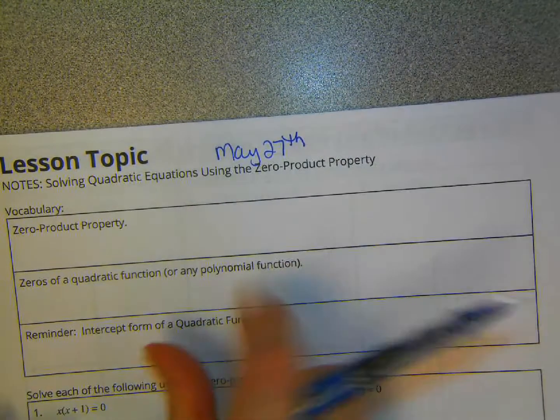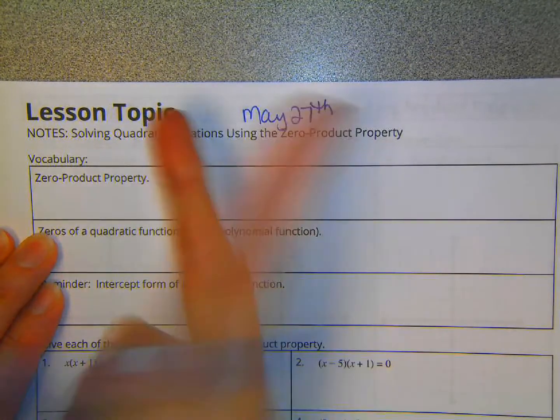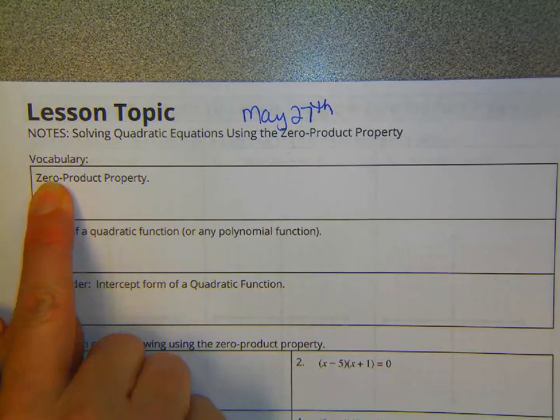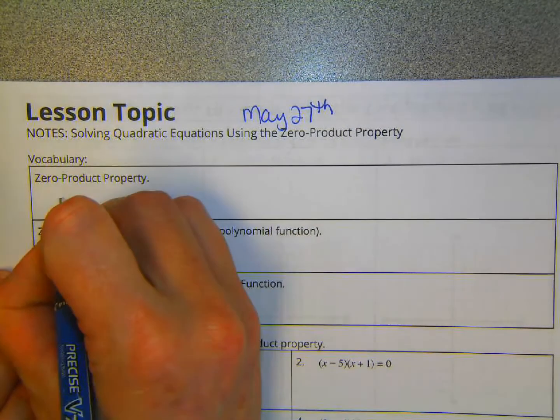First off, what is the zero product property? The zero product property, there are two things involved here. Two, count them: one, two. Zero, meaning we get zero. Product, meaning we have something multiplied. So what is the zero product property?